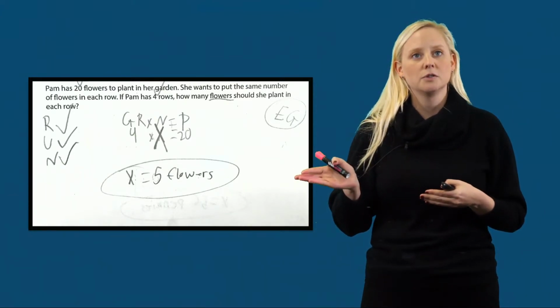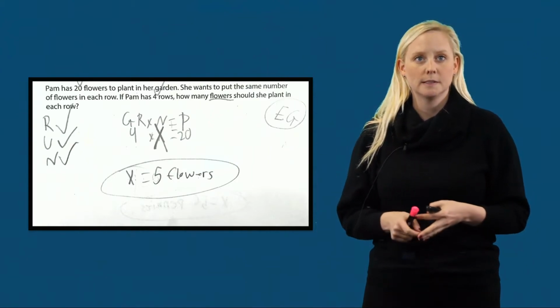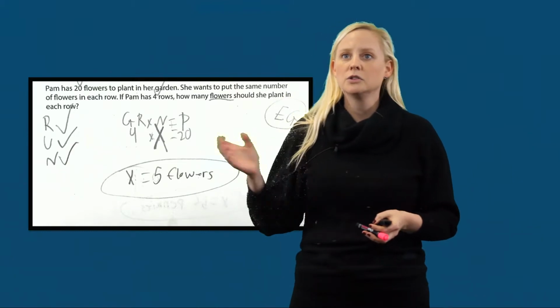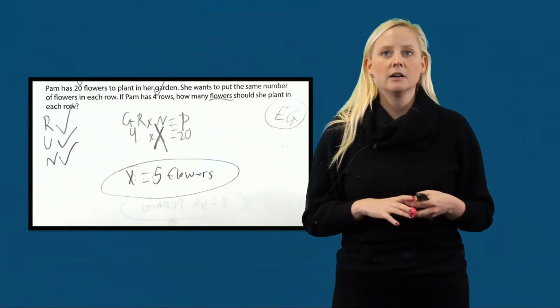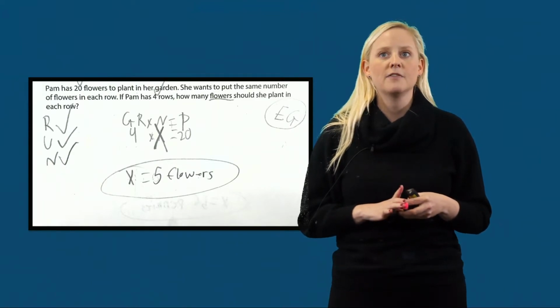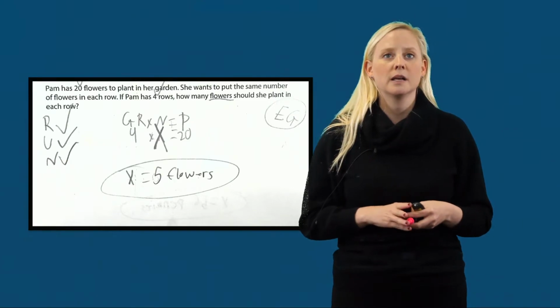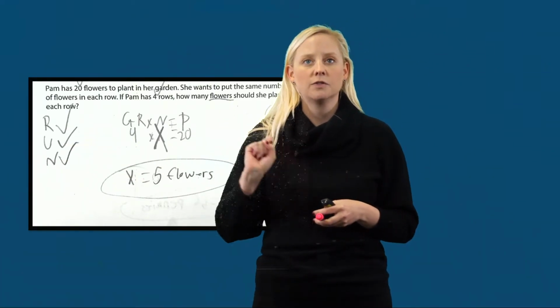Here's an example of student work where the student solved an equal groups problem where the number in each group was missing. Notice the student wrote R-U-N in the corner. The student read the problem. Let's read the problem. Pam has 20 flowers to plant in her garden. She wants to put the same number of flowers in each row. If Pam has 4 rows, how many flowers should she plant in each row? The student underlined the label in the question sentence, which was flowers.